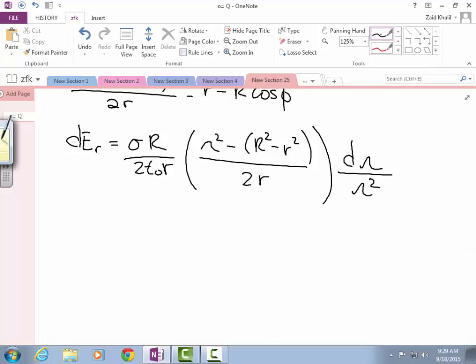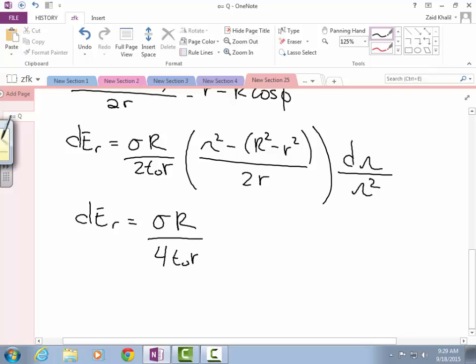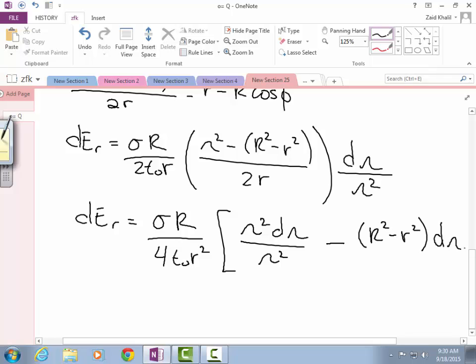Okay. So we have dE little r is equal to sigma R. I can factor this out, right? We get 4 epsilon 0 little r squared. And now what? Then we have R squared d script r over R squared, minus, script r squared minus R squared d script r over R squared.